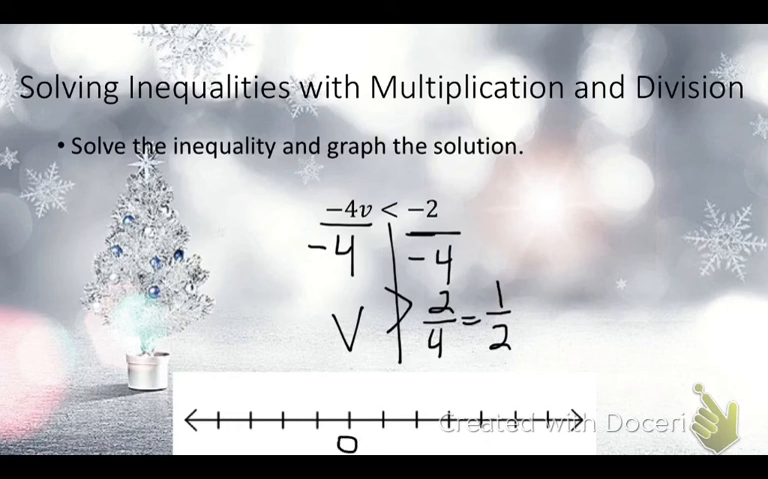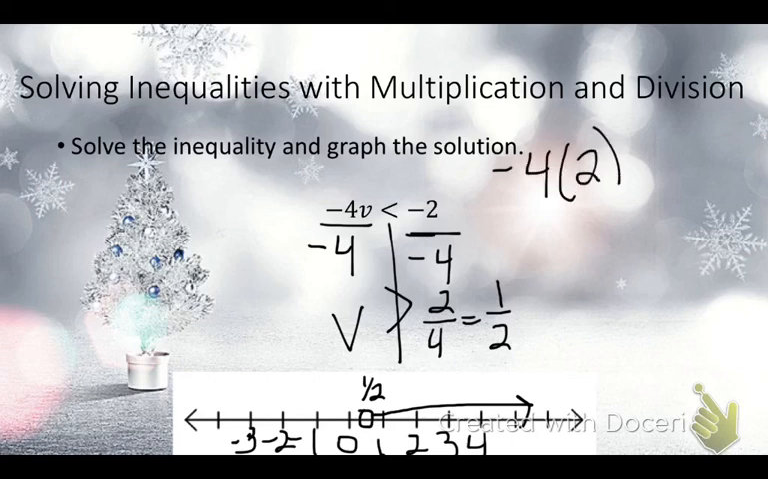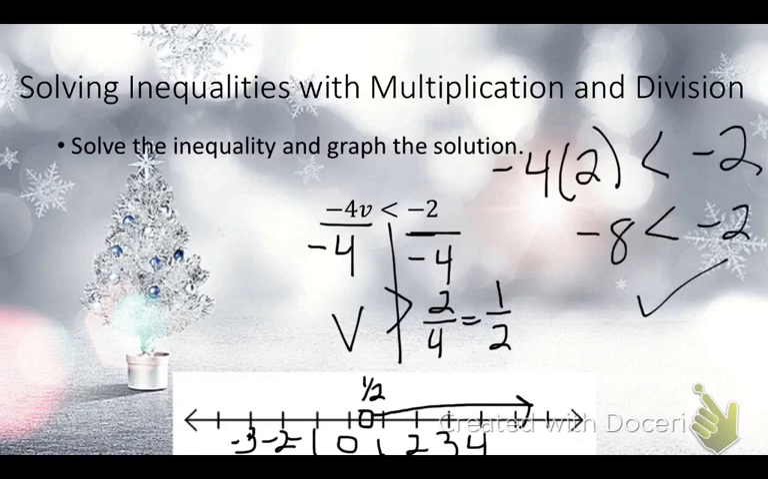So on my number line here, I have a couple of options. I can just do whole numbers and estimate where that would be in between and label that, or I could do my number line also with fractions instead of whole numbers. Open circle on the 1/2, and it says v is greater than 1/2, or all numbers greater than 1/2, so that arrow is going to be pointing to the right. And once again, I could put a number in to double check. Negative 4 times 2 is less than negative 2. Well, negative 8 is less than negative 2, so I've got my arrow right, and I've got the right answer.